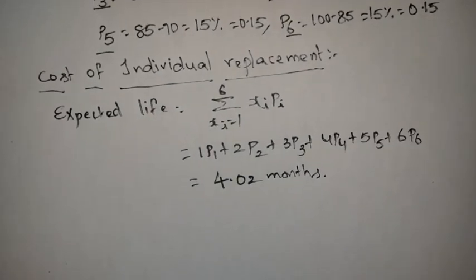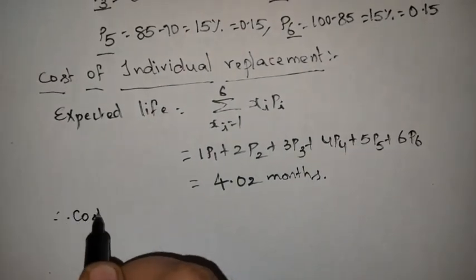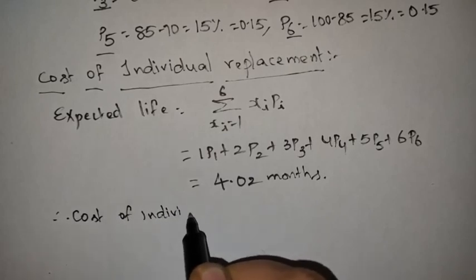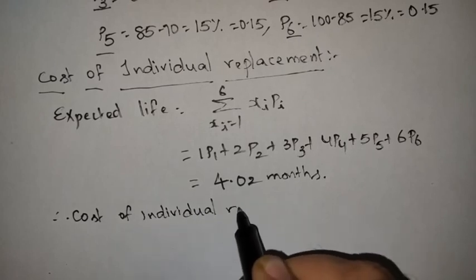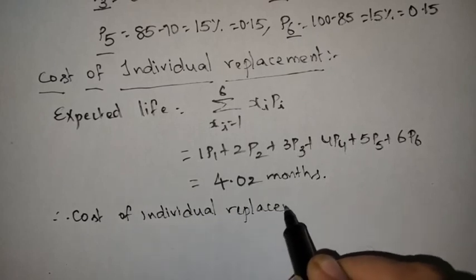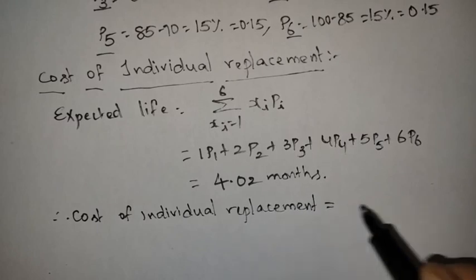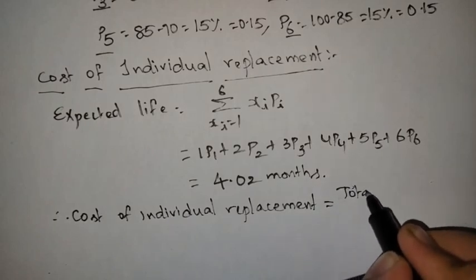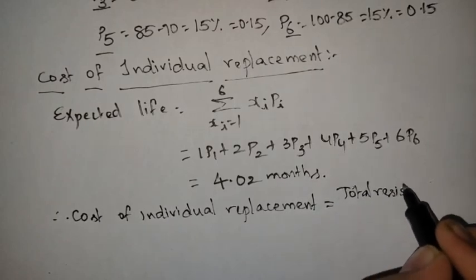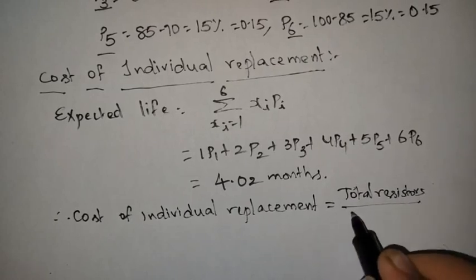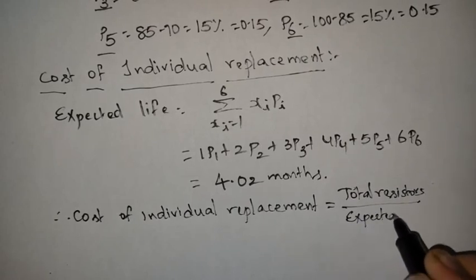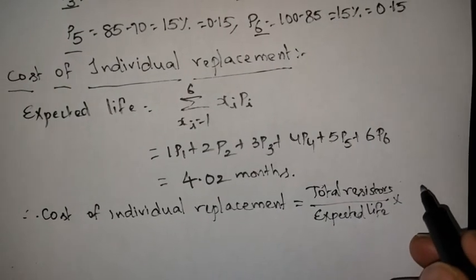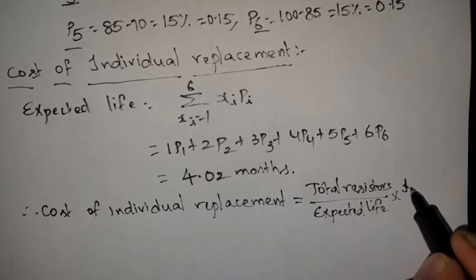Therefore, cost of individual replacement is equal to total resistors by expected life or average life, into cost, individual cost.